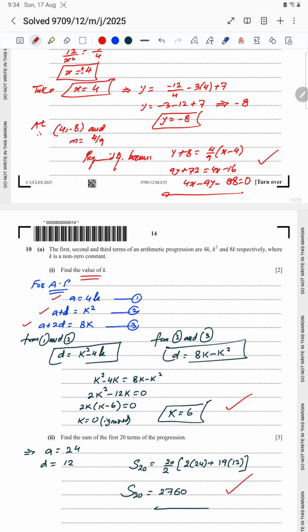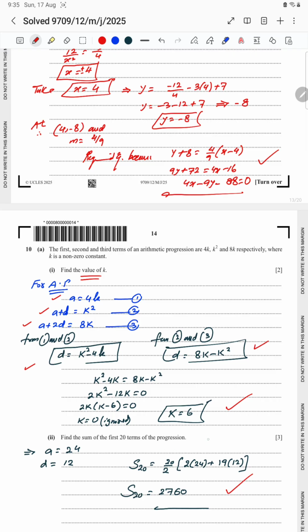We know that for any AP, d stands for the common difference that will always be the same throughout the sequence. So from terms 1 and 2 we get d in terms of k like this, and from terms 2 and 3 we get d again in terms of k like this. We equate these two differences and we get the value of k, that is 6. Next, find the sum of the first 20 terms of the progression.